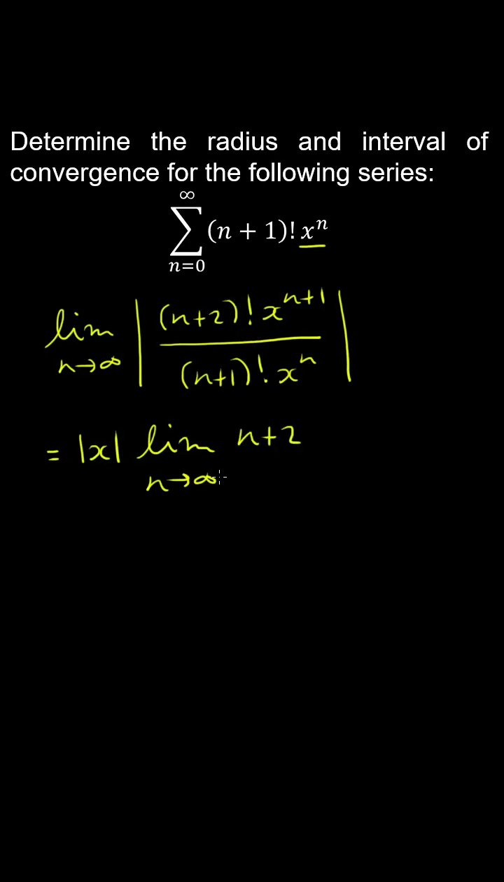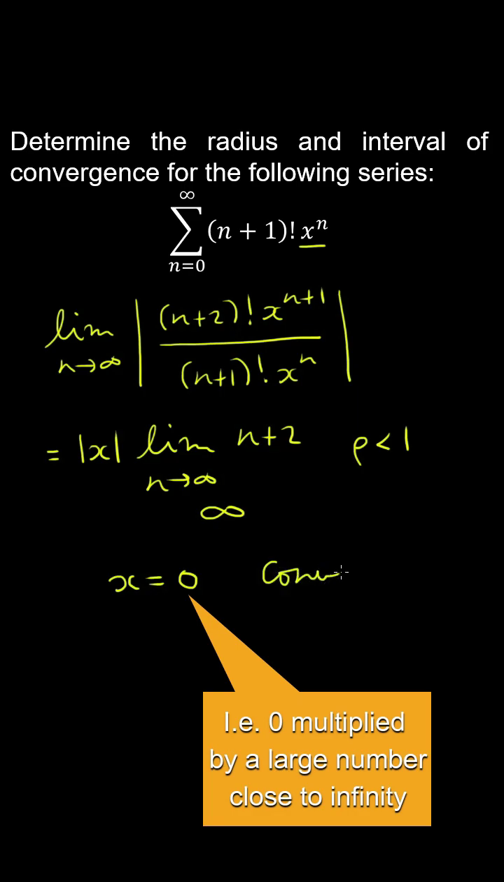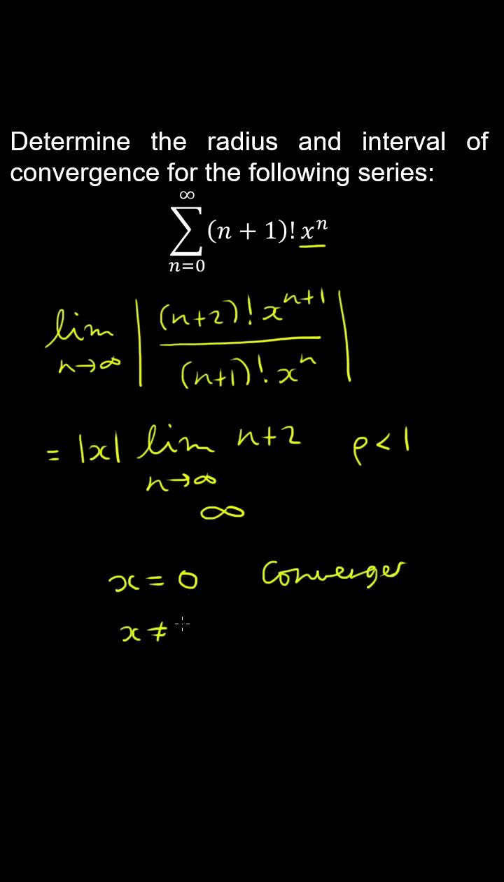and all the other terms are going to cancel. So therefore this limit is unbounded, and recall that for the ratio test, rho must be less than 1 for the series to converge. So therefore rho is less than 1 only for x equals 0. So for x equals 0, the series converges, and when x is not 0, the series diverges. So therefore the series converges only at a specific point, and therefore the radius of convergence is 0.